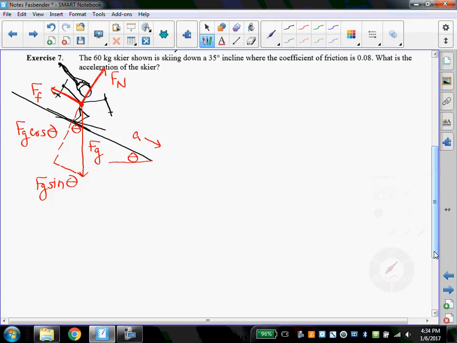This is important because when we write our net force equation, we want to sum up all the forces in the x direction. And remember, our x direction is parallel to our ramp. So we need to look at this parallel component of gravity, and we're looking at this force of friction because those are pointed either up or down our ramp. So we'll have Fg sine of theta plus Ff has to equal ma.